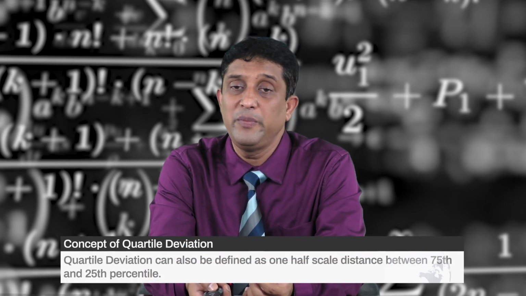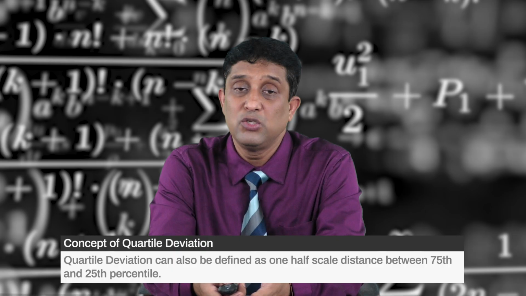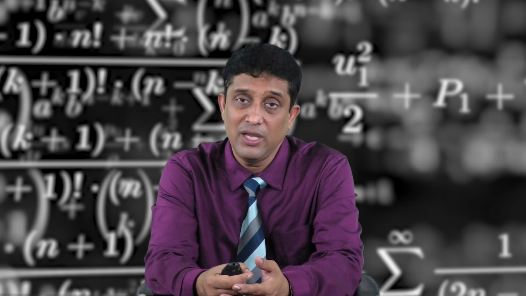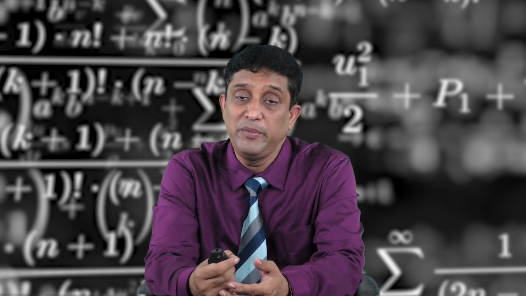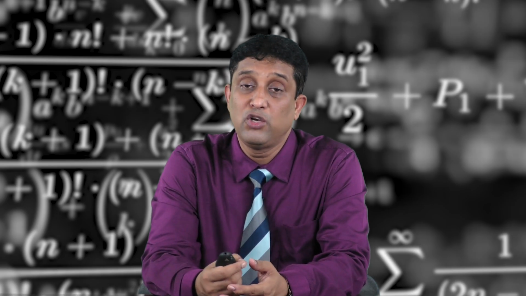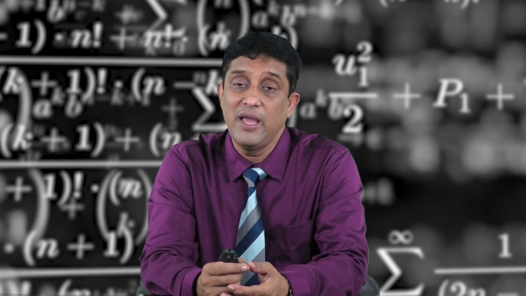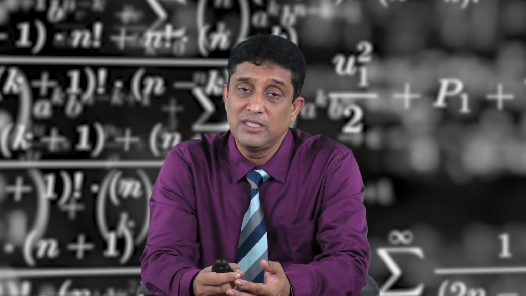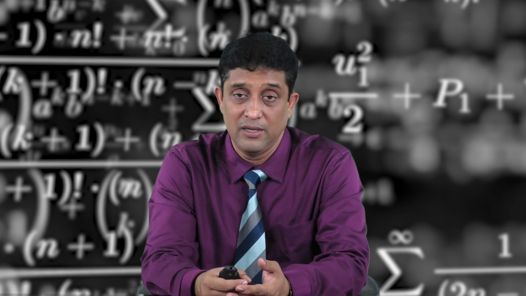Quartile deviation can also be defined as the 1/2 scale distance between the 75th and 25th percentile. So friends, here the 75th percentile is equivalent to Q3, the third quartile. And P25 or the 25th percentile is also equivalent to Q1, that is the first quartile. So that's why we can say quartile deviation can also be defined as the 1/2 scale distance between Q3 and Q1, or further you can say between P75 or the 75th percentile and the 25th percentile.